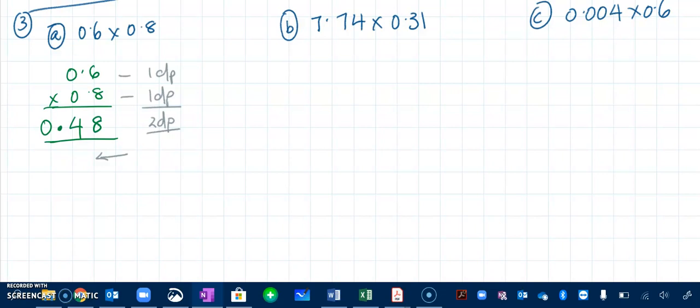Whenever we end up with the decimal point right in front, we always put a 0. That's mathematically correct, to say 0.48 rather than .48. All right, let's look at the second example.